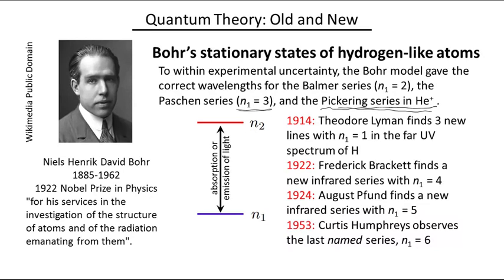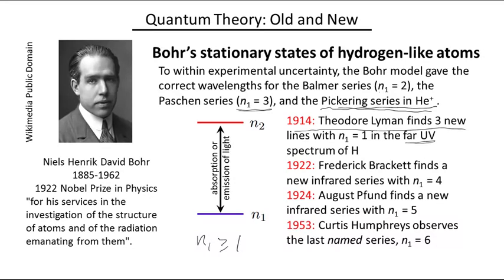Then immediately following Bohr's work, early the next year, Lyman, a famous spectroscopist at Harvard University, looked in the far ultraviolet region of the spectrum. It's a very difficult technological region. It hadn't really been explored previously, and he found lines with N1 equal to 1. That's the lowest value of N1. So N1 must be greater than or equal to 1 in Bohr's theory. So he found another series.